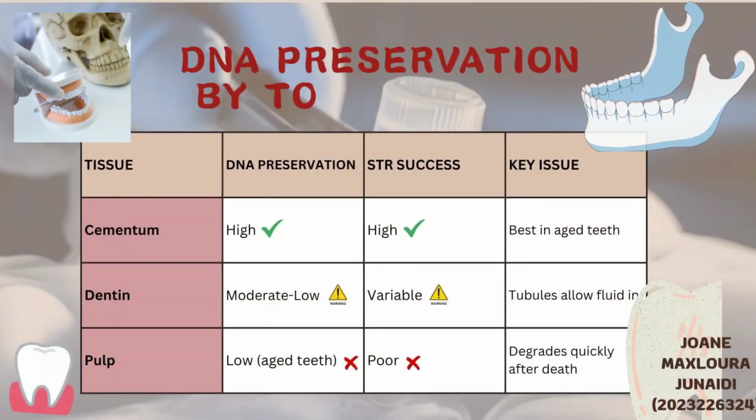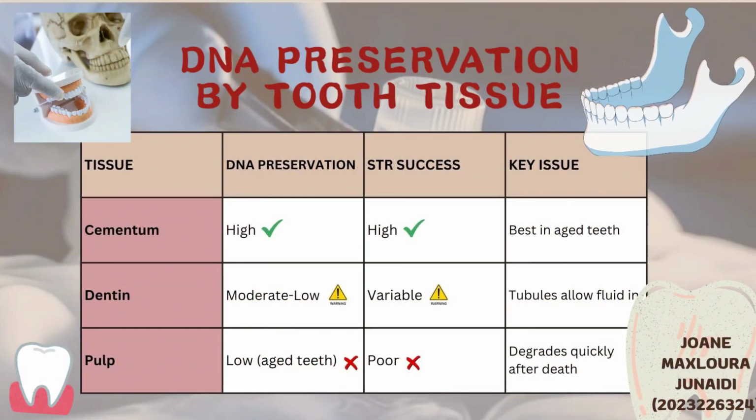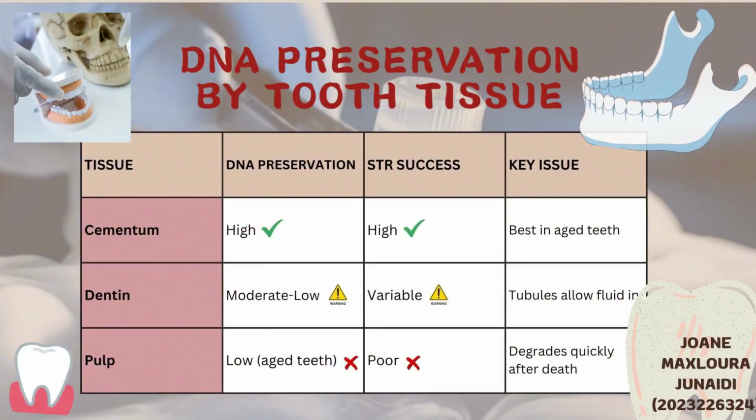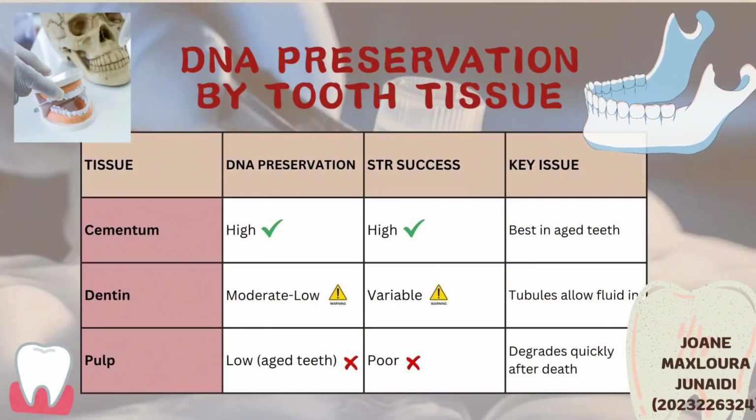Cementum, high DNA preservation, high STR success, the best option especially in aged teeth. Dentin, moderate to low preservation. Its tubular structure allows fluid to seep in over time, making results unpredictable and variable. Pulp. Despite being cell-rich in fresh teeth, it performs poorly in aged remains. It has no hard protective matrix, so it is one of the first tissues to break down after death. The table speaks for itself. When it comes to old or decayed remains, cementum is the only tissue you can truly rely on.